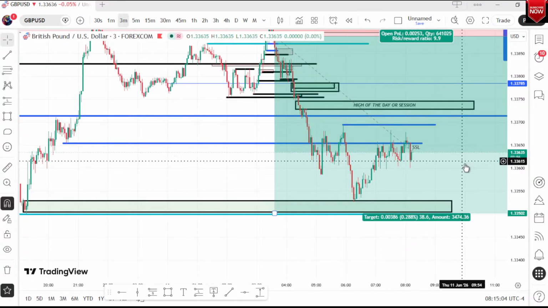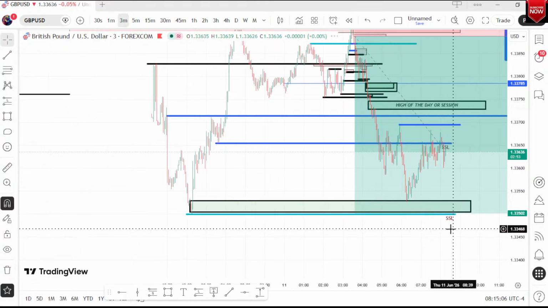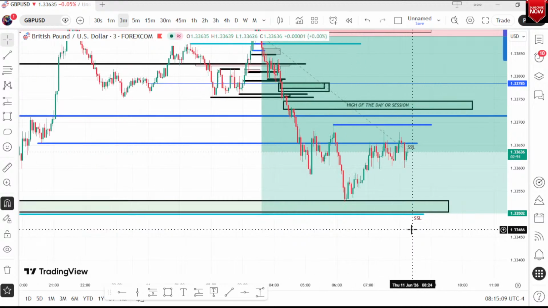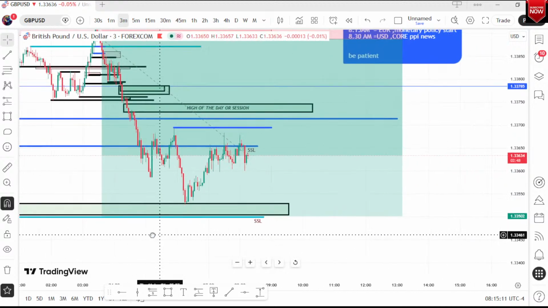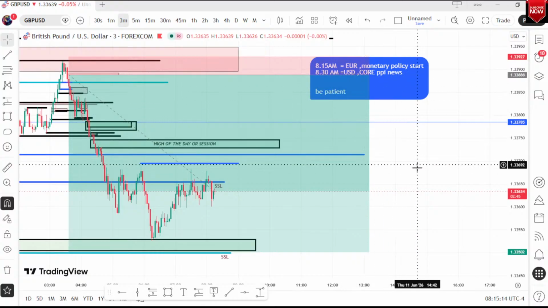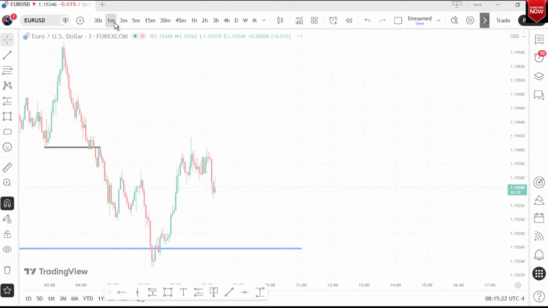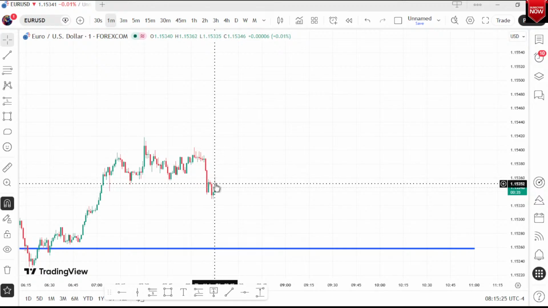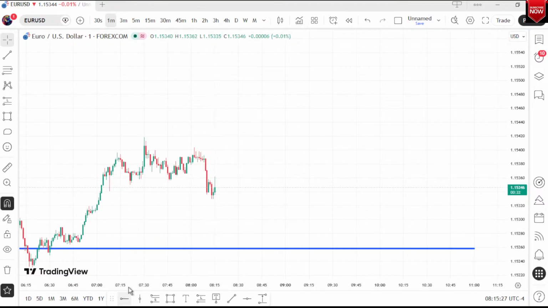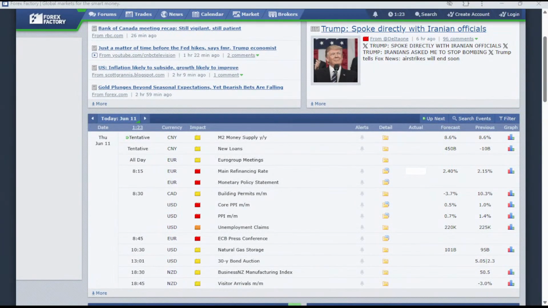If price doesn't, we'll see what price gives us. But what we are waiting for, it's currently 8:15, and it's the 8:15 euro monetary policy. Now the euro will see spikes, or maybe no liquidity. Currently it's 8:15, and in the economic calendar they are expecting that. You see it in the economic calendar, it's a 2.4, how they predicted it.